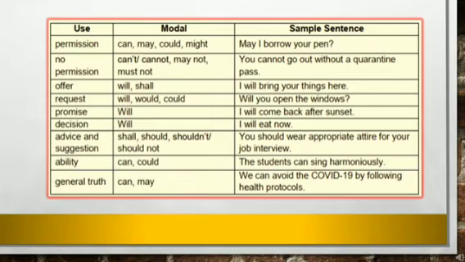Next, we have can't or cannot, may not, and must not. So these three show no permission. In our sample sentence, "You cannot go out without a quarantine pass." The modal used is cannot. Therefore, the meaning is you do not have the permission to go out because you don't have a quarantine pass.